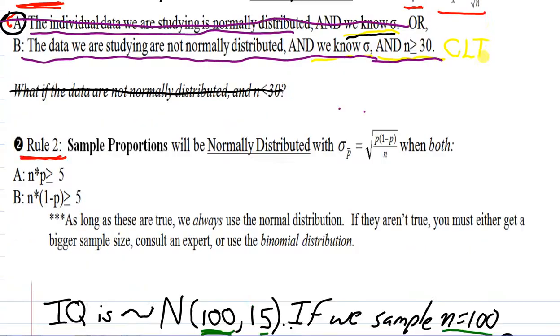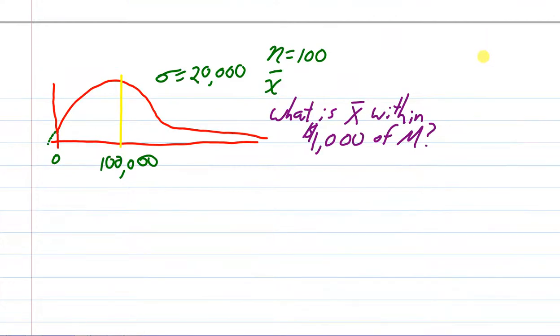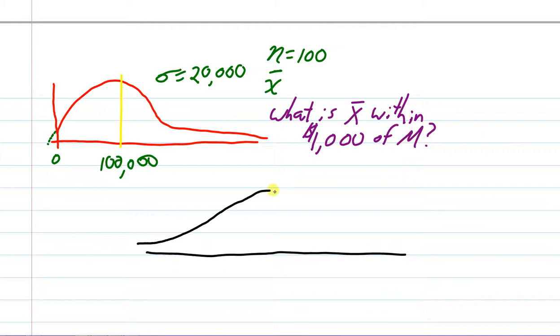All right, what does all that mean? Well, let's just do this problem here. What that means is that when we calculate sample means, the sample means won't be skewed because we have such a big sample size. The central limit theorem takes care of that. But the mean is still going to be 100,000.